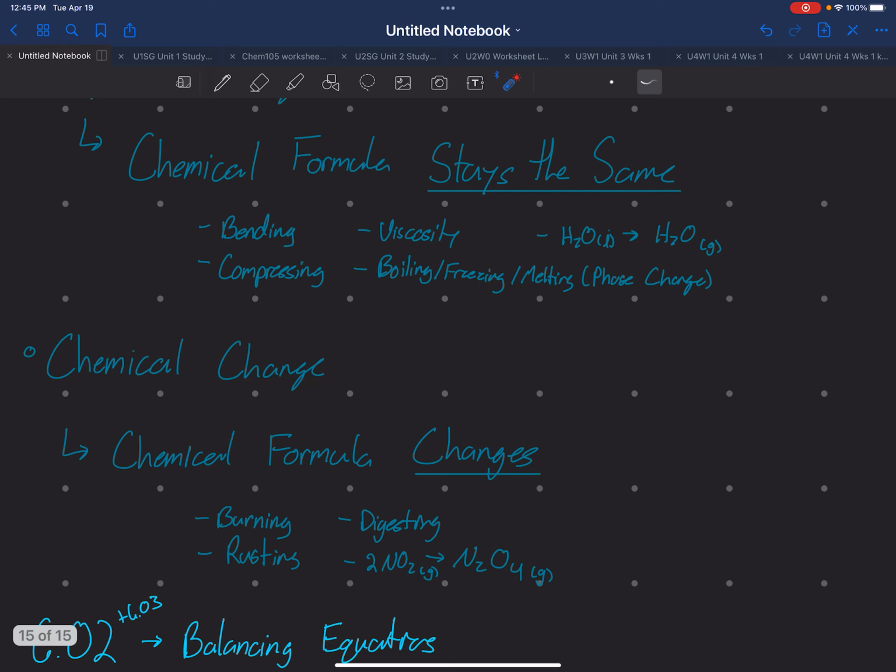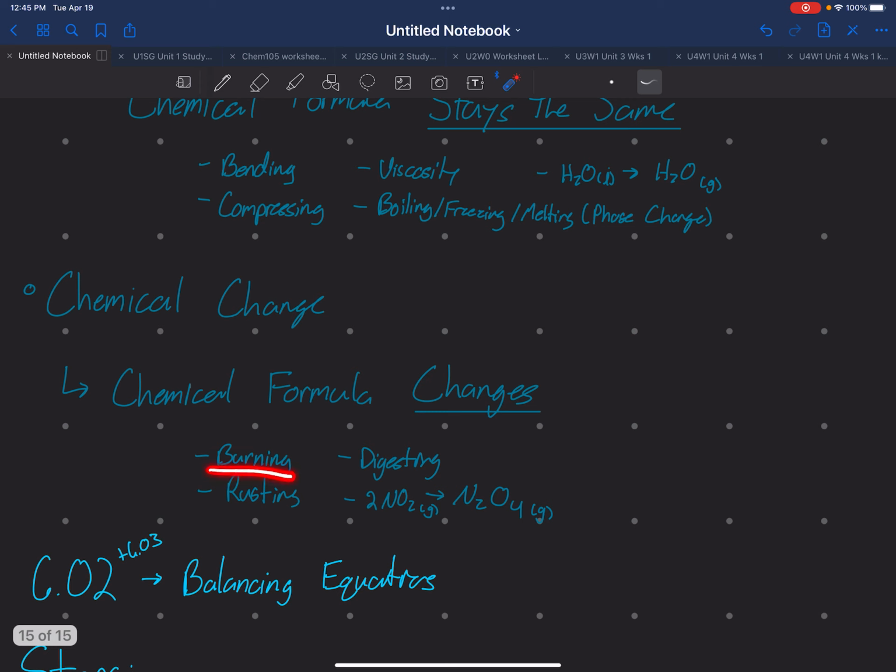With chemical changes, though, the formula does change. So like burning stuff, rusting, digesting, these are all things that break down a chemical compound. I got these samples from a practice test, so I'll make sure to just make a note of it in a sec.